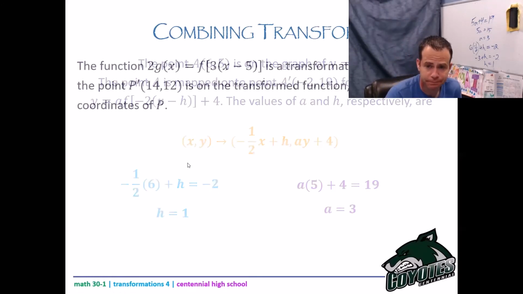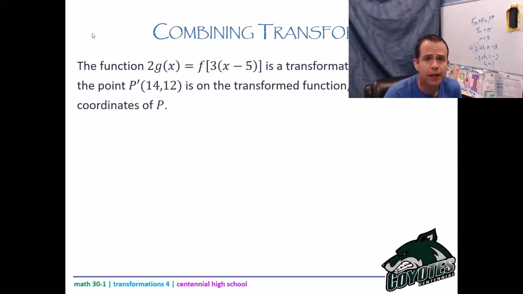Okay, we'll keep going. The function 2 times g of x equals f of 3 bracket x minus 5 is a transformation of y equals f of x. If the point p prime, so that's the new point, (14, 12), is on the transformed function, determine the original point, which would be the coordinates of p. Okay, so actually, similar question, it's just that we're given different information and asked to solve for different things, but you set it up the exact same way. You're going to think about a mapping rule.